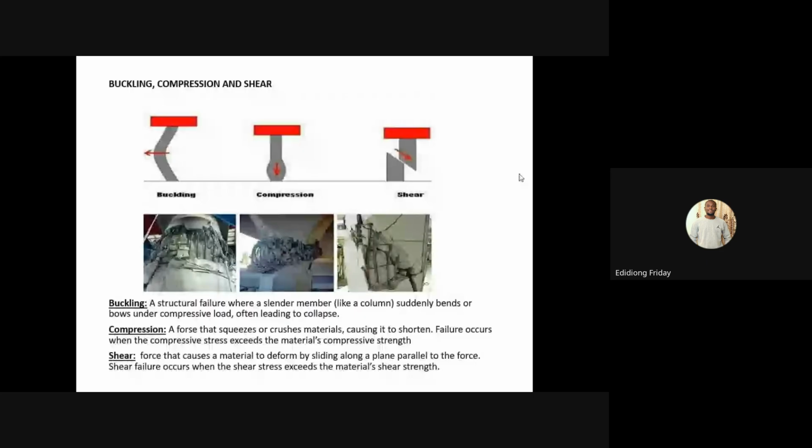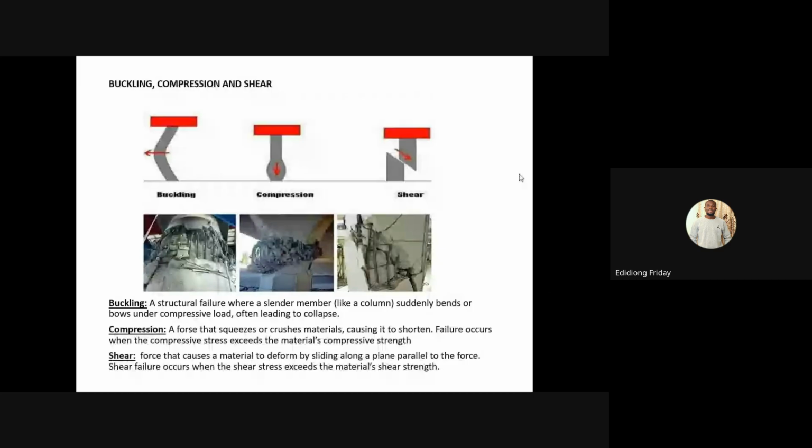Shear is a force that causes a material to deform by sliding along a plane parallel to the force. Shear failure occurs when the shear stress exceeds the material's shear strength. So just like compression, this is a force. It's usually parallel to the force, and you notice it's usually diagonal. That's because the shear stress has exceeded the shear strength of the material.